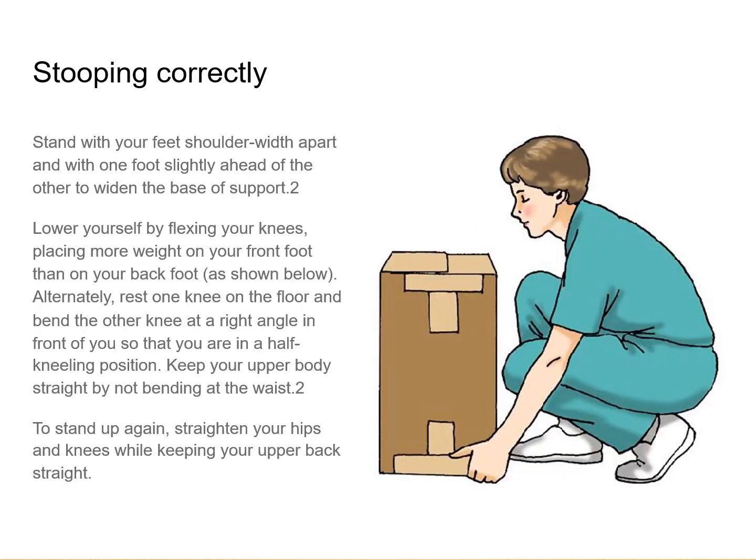When stooping, follow the correct position. Stand with your feet shoulder width apart and with one foot slightly ahead of the other to widen the base of support. Lower yourself by flexing your knees, placing more weight on your front foot, then on your back foot. Alternatively, rest one knee on the floor and bend the other knee at a right angle in front of you so that you are in a half kneeling position. Keep your upper body straight by not bending at the waist. To stand up again, straighten your hips and knees while keeping your upper back straight.